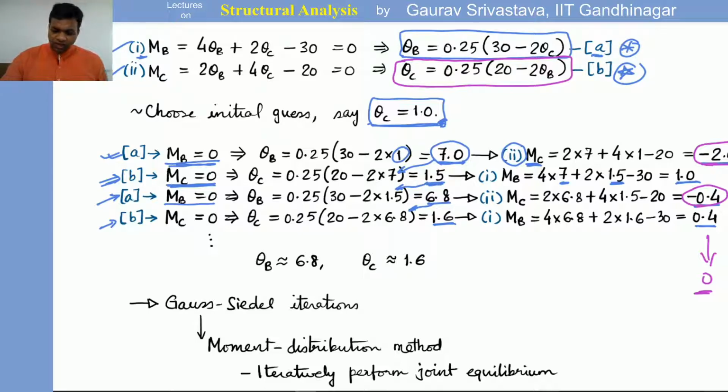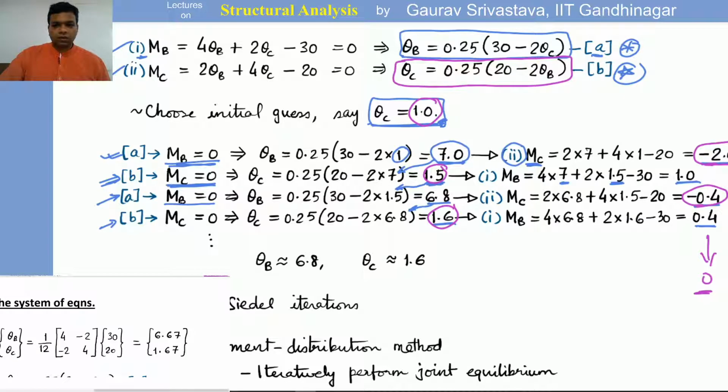Another thing we can notice is that we started with theta c equal to 1, then theta c became 1.5, then 1.6, and the earlier exact calculated values of theta b and theta c were 6.67 and 1.67. That is visible in the inset that you see there. So from 1 to 1.5 to 1.6, theta c is tending to the actual value of 1.67. Similarly, the first value of theta b calculated was 7, then it went to 6.8, and this is also tending towards the exact value of 6.67, which we calculated earlier.